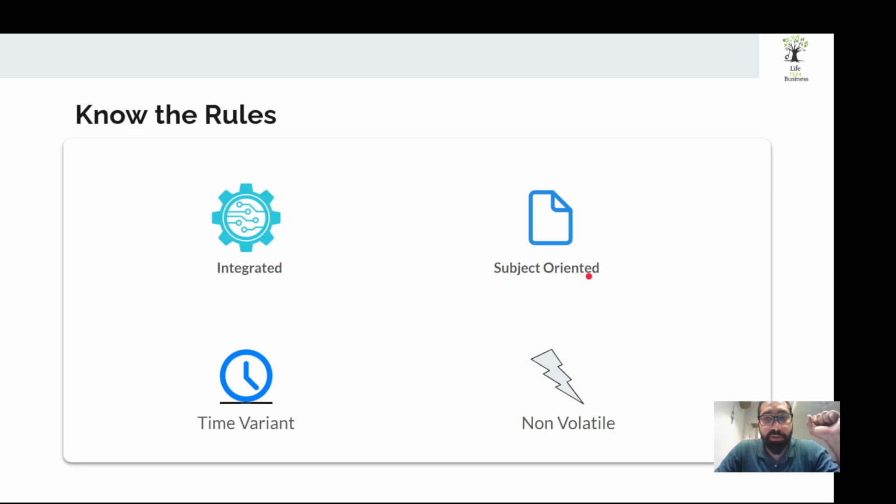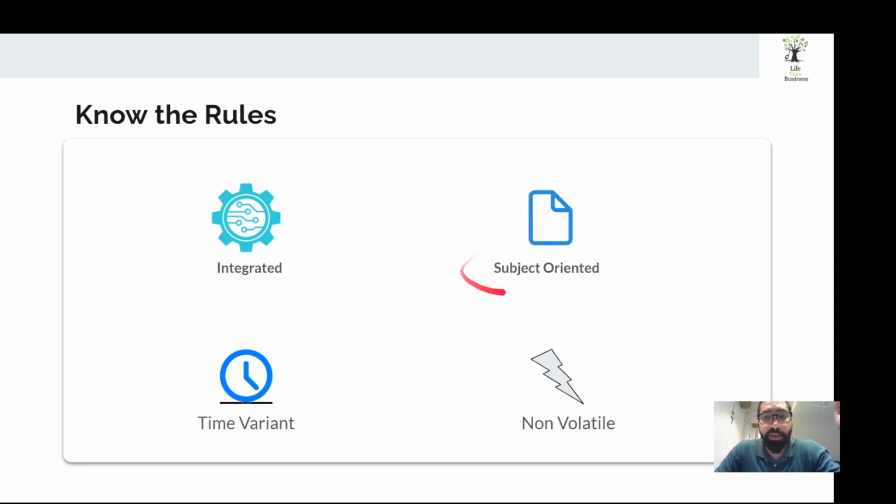Second is subject oriented. A data warehouse is always built with some business subject identified. It could be finance data that one needs to analyze, it could be marketing data, or it could even be HR data that one has to analyze and make decisions out of.